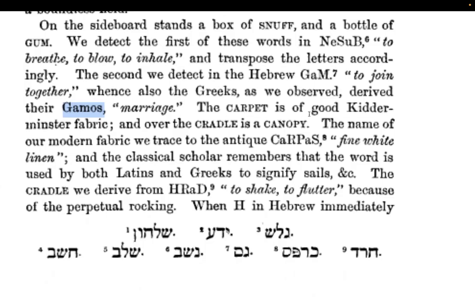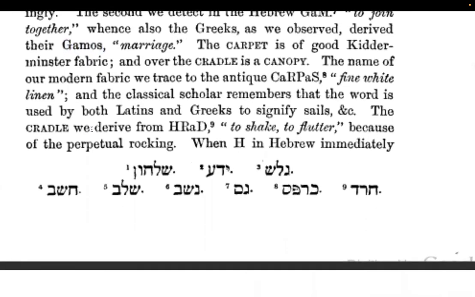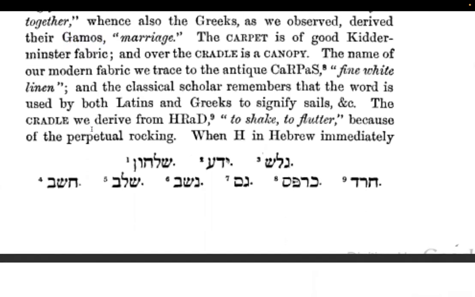The carpet is of good Kidderminster fabric, and over the cradle is a canopy. The name of our modern fabric is retraced to the antique carpus, fine white linen, and the classical scholar remembers that the word is used by both Latins and Greeks to signify sails, etc. The cradle we derive from charad, to shake, to flutter, because of the perpetual rocking.